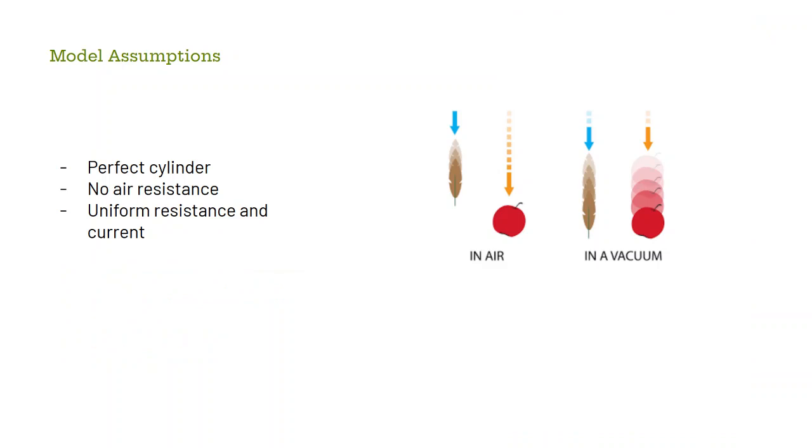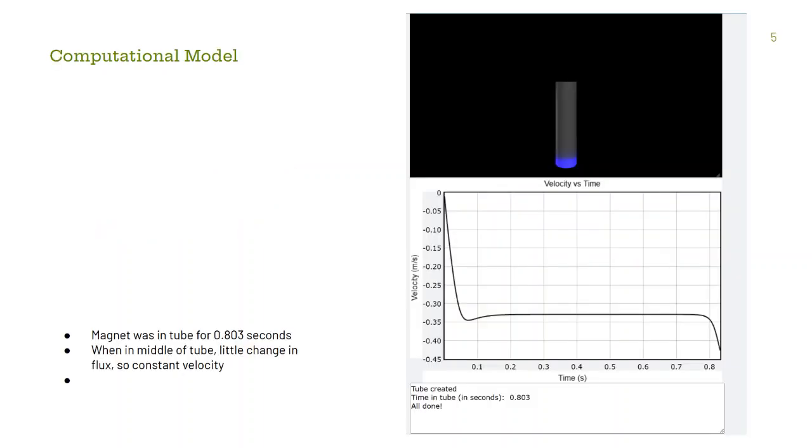The computational model we used assumes a couple of things. It assumes that the cylinder is a perfect cylinder. It assumes that there's no air resistance on the magnet, and it assumes uniform resistance and current throughout the tube. This is the computational model.